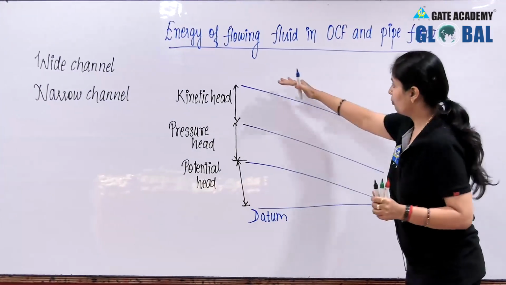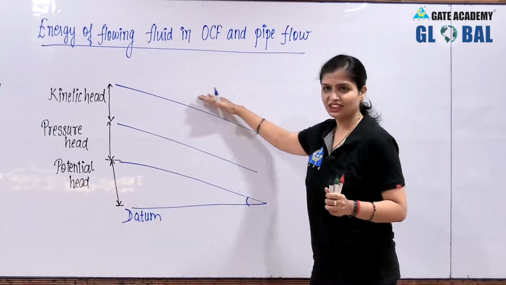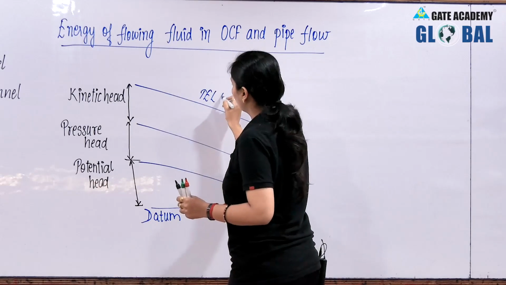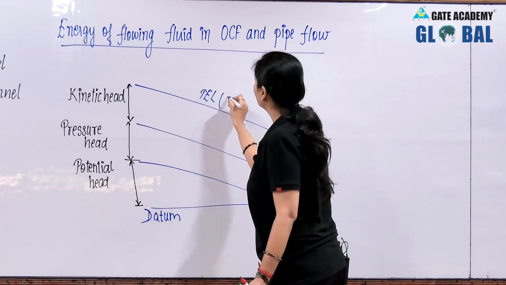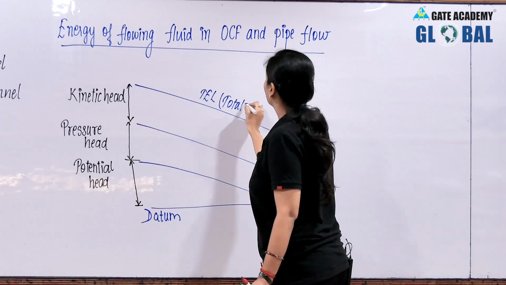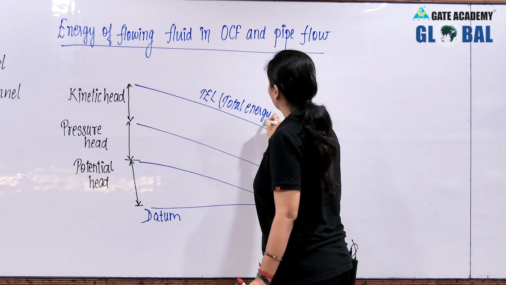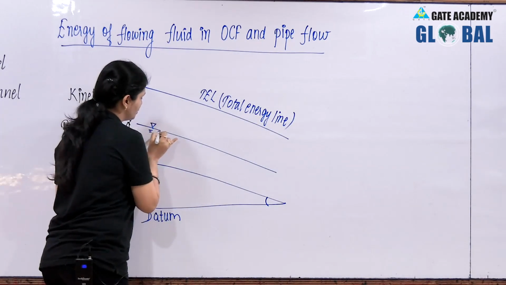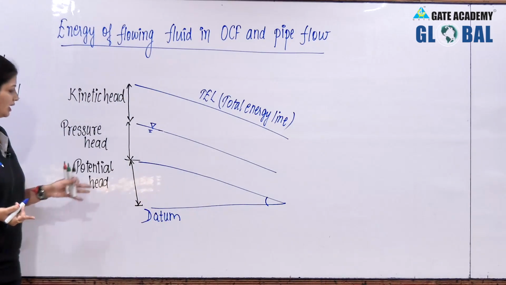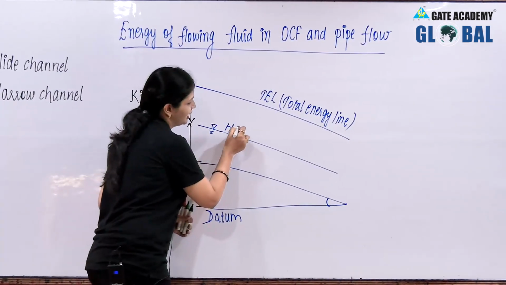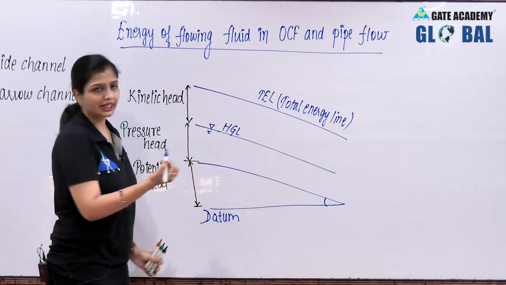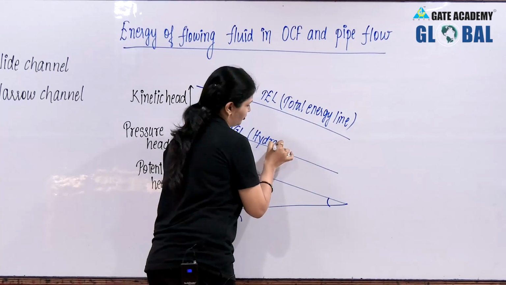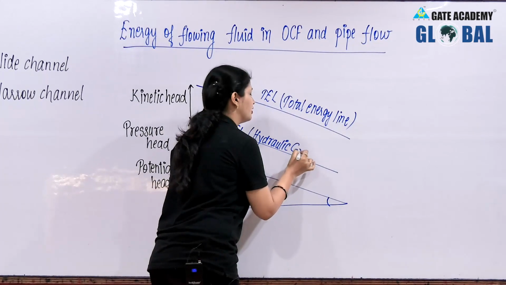Just one thing more. This line from where the flow is, you can say this inclination is there. This is known as TEL, and the full form of TEL is total energy line. While this portion of yours is known as HGL, that is hydraulic gradient line.